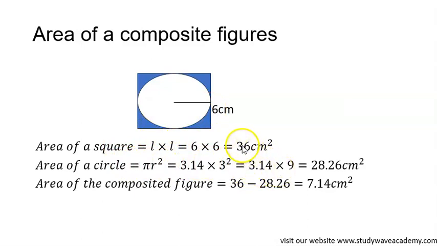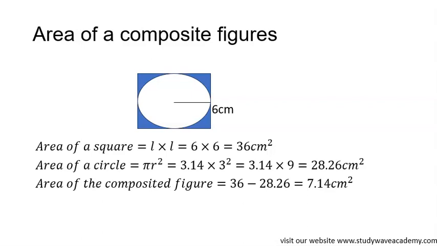So the area of the square is 36. You write down 36 minus the area of the circle is 28.26. You write down 28.26. So 36 minus 28.26 is going to give you 7.14 centimeters square. So the area of this shaded part of the composite figure is 7.14 centimeters square, okay?